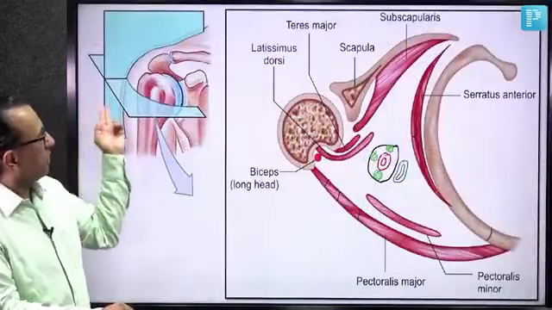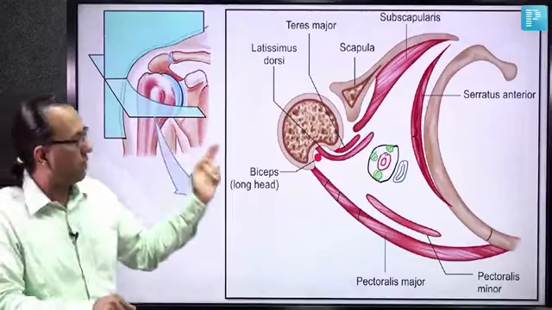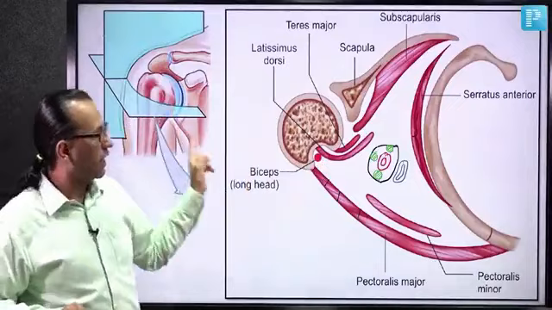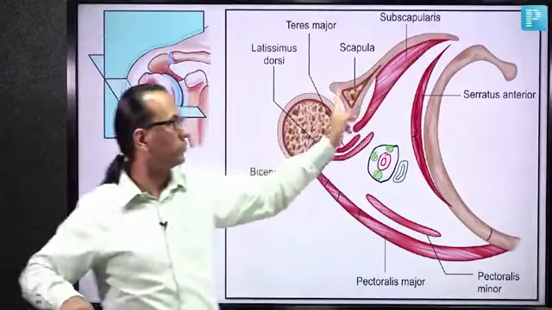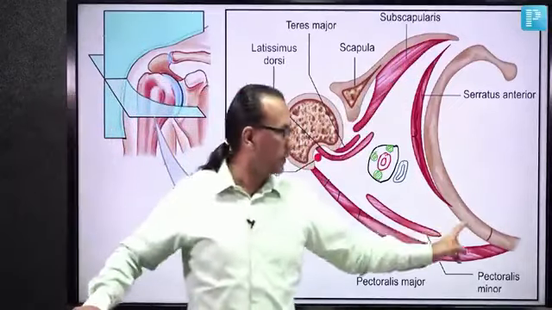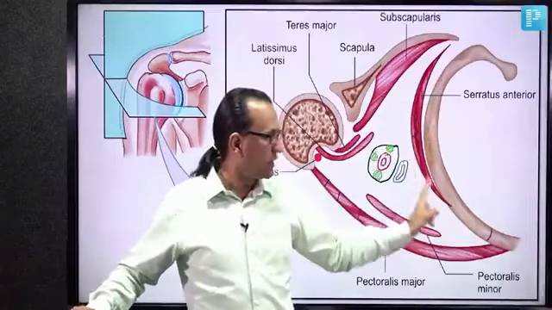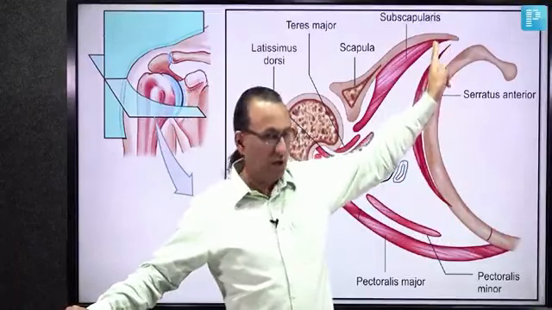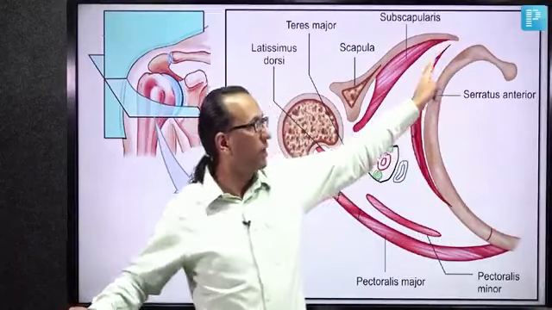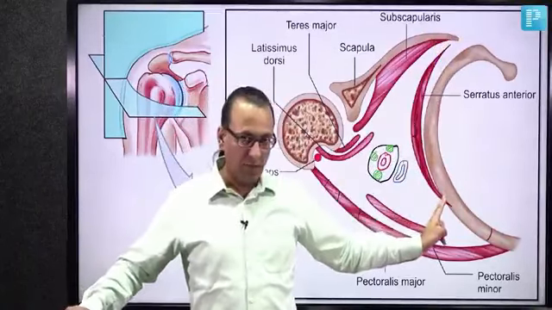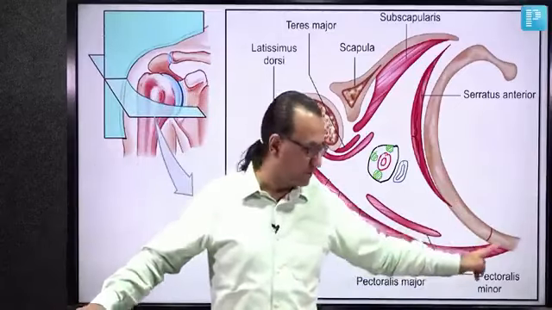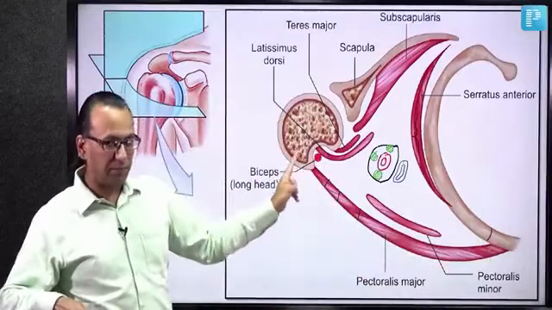So as we have taken this transverse section, the lateral bone is the humerus, the posterior bone is the scapula, and the medial bone is the ribs. Ribs are giving origin to serratus anterior muscle, which will be inserted on the anterior aspect of the scapula, on the medial border of the scapula. And the pectoralis major muscle takes origin from the costal cartilages and is inserted on the lateral lip of the bicipital groove.